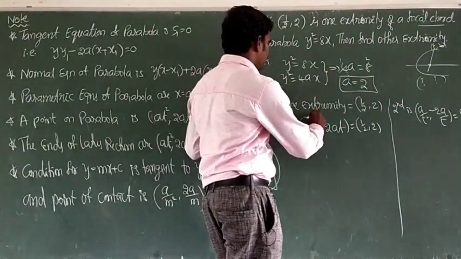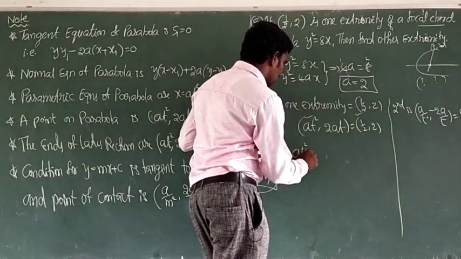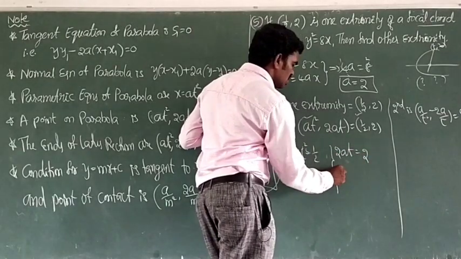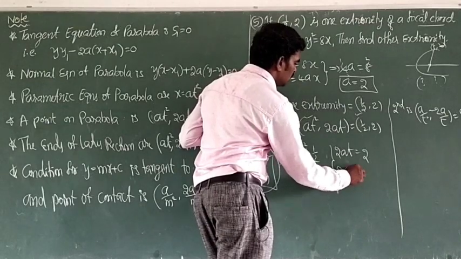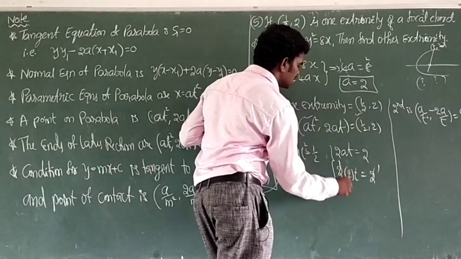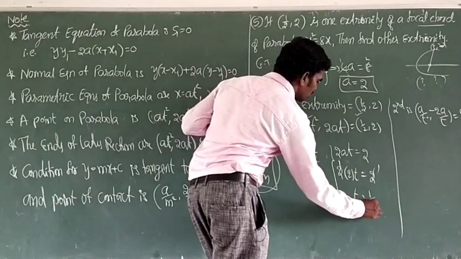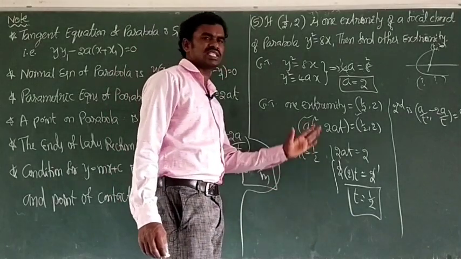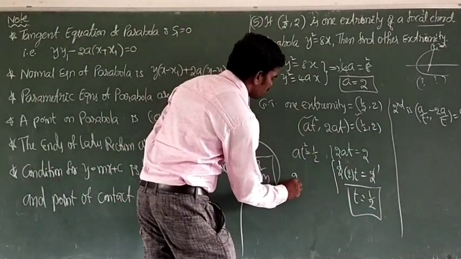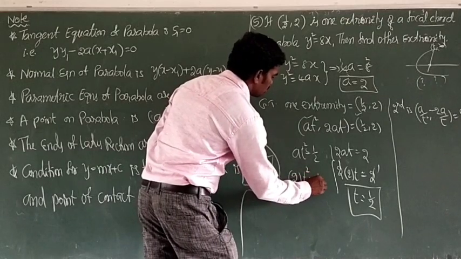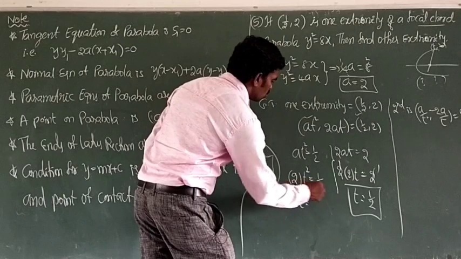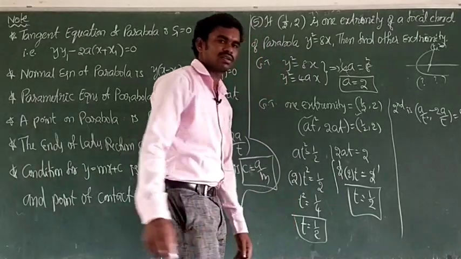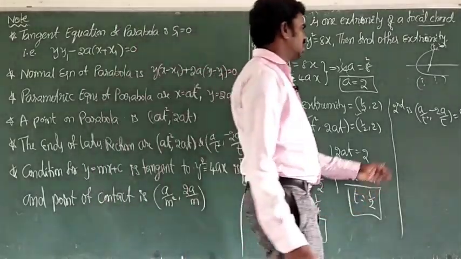Comparing the first, at square equal to 1 by 2; comparing the second, 2at is equal to 2. So, 2a means 2 into t is equal to 2. 2 and 2 cancel, so t equal to 1 by 2. The t value is 1 by 2. If you simplify here also we get the same answer: a means 2 into t square is equal to 1 by 2, so t square equals 1 by 4 and the t value is 1 by 2. In both ways we get the same answer. So, t value is 1 by 2.